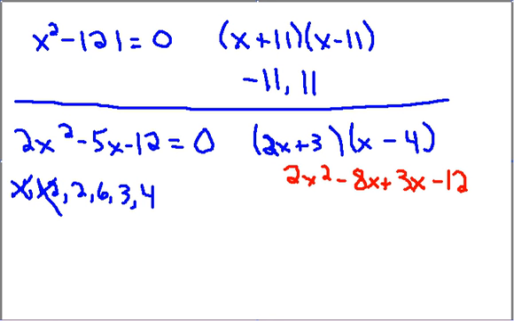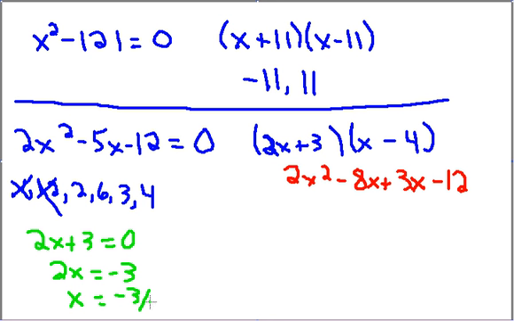But we're not quite done yet. We need to set each of these factors equal to 0. So we're going to take our first factor, which is 2x plus 3. We need to make that equal to 0. To get the x by itself, we have to subtract 3 from both sides. That's going to leave us with 2x on the left and minus 3 on the right. X is being multiplied by 2, so we have to divide both sides by 2. That's going to leave us x on the left and minus 3 halves on the right.